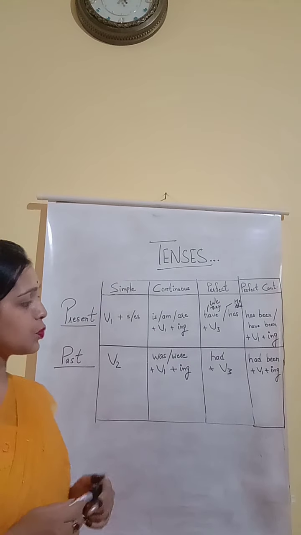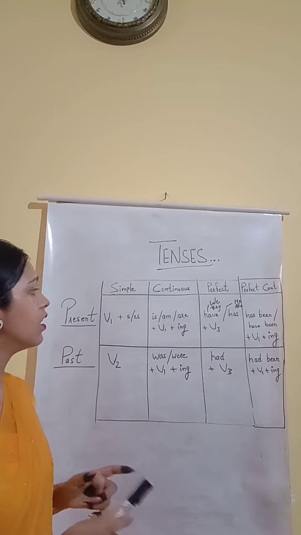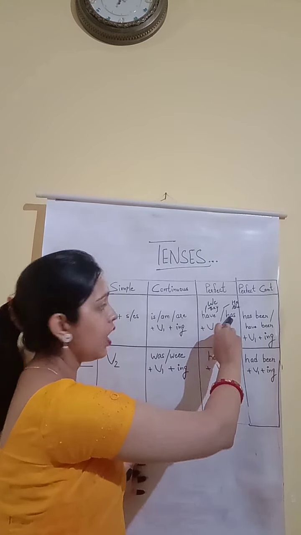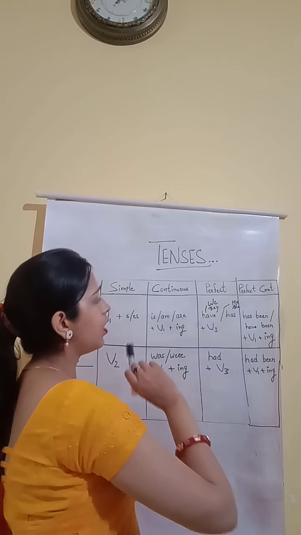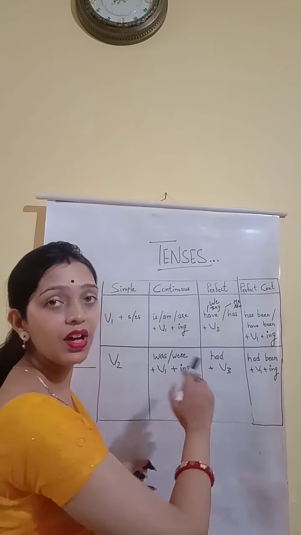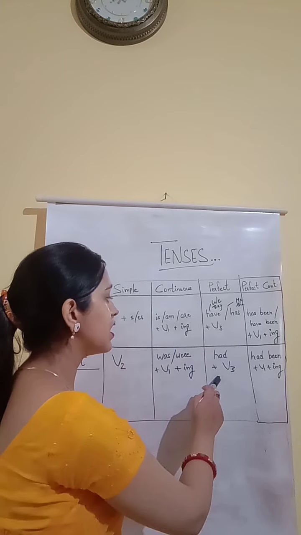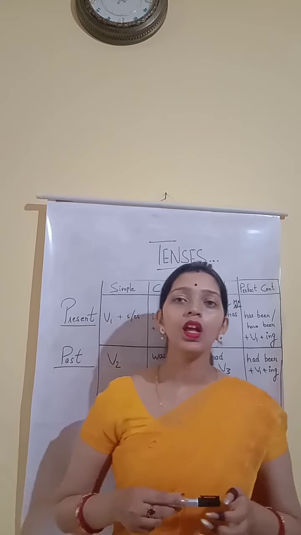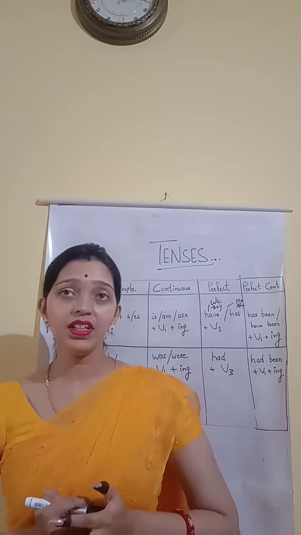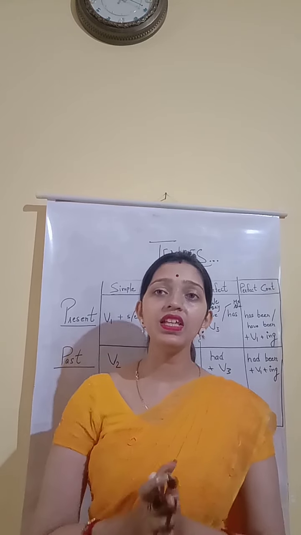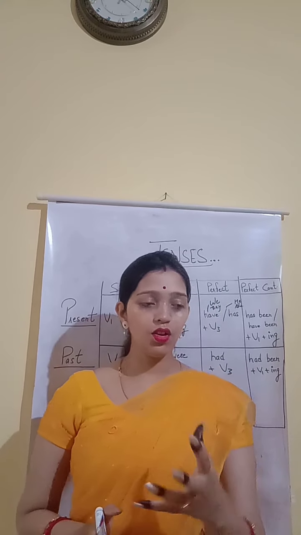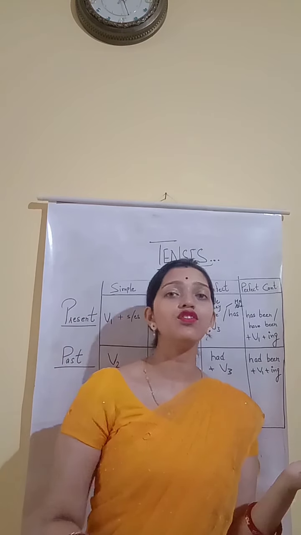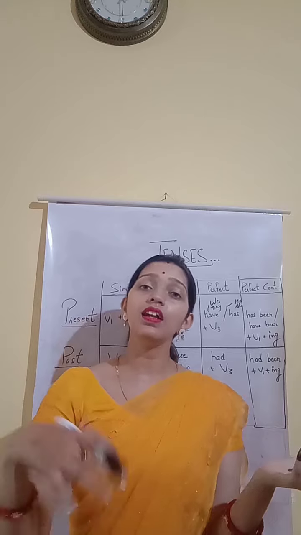Now talking about past perfect. See, now in the present tense we have seen has and have. And what is the past tense of has and have? Had. So in the past tense we will use had and verb third form. Now what do you mean by perfect tense? So perfect tense means the actions done earlier than other actions started in the past.